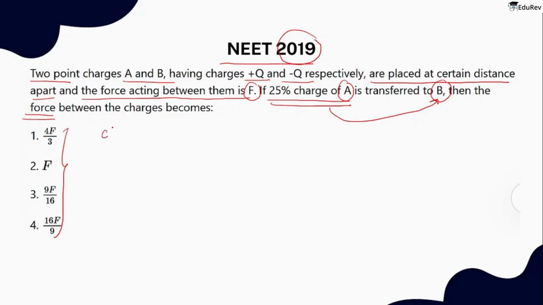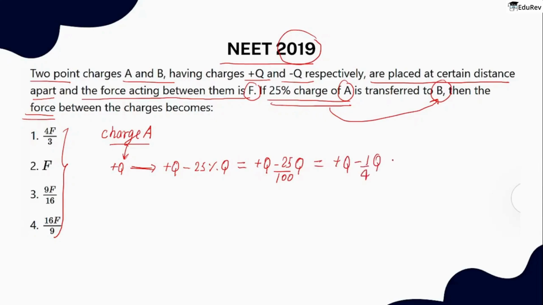Let us first understand what happened with charge A. Initially charge A was plus Q, but when 25% of charge A is transferred to charge B, charge A finally becomes plus Q minus 25% of Q, which is equal to plus Q minus 25 by 100 into Q. On simplifying, we get plus Q minus 1 by 4 into Q, and on further solving, charge A comes out to be 3 by 4 Q.